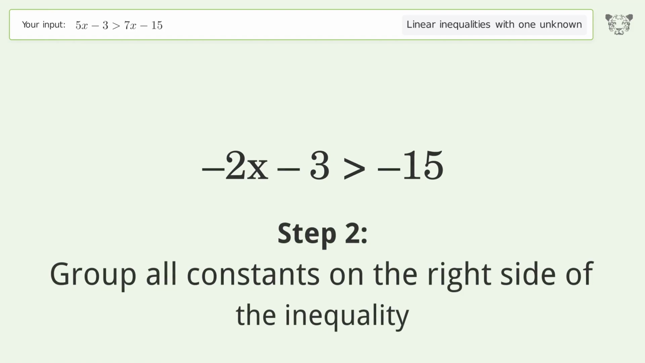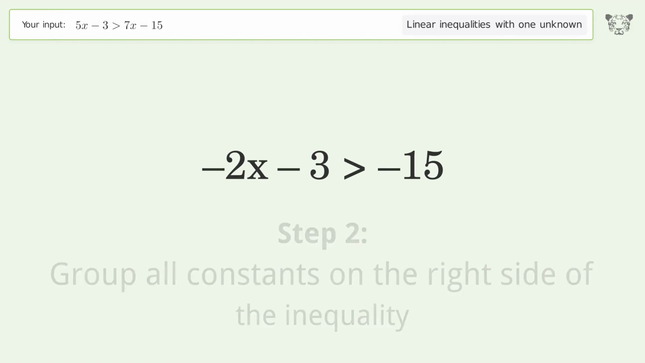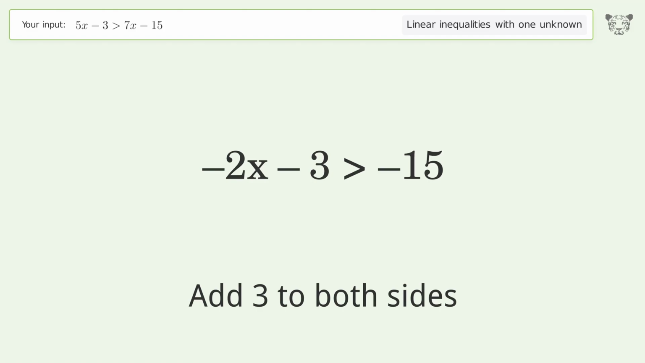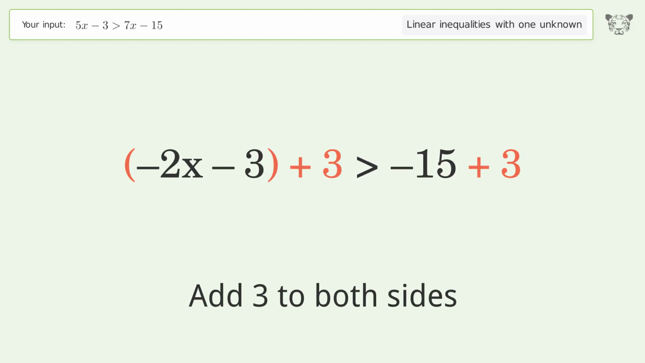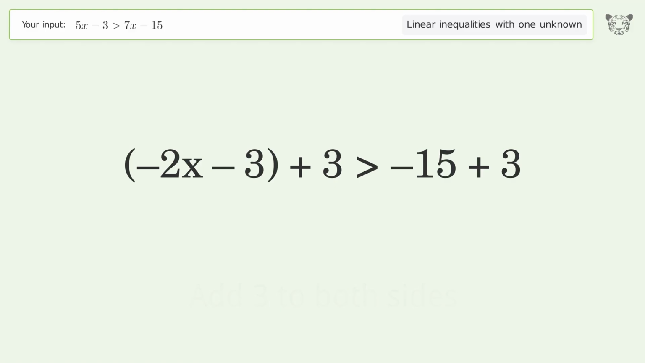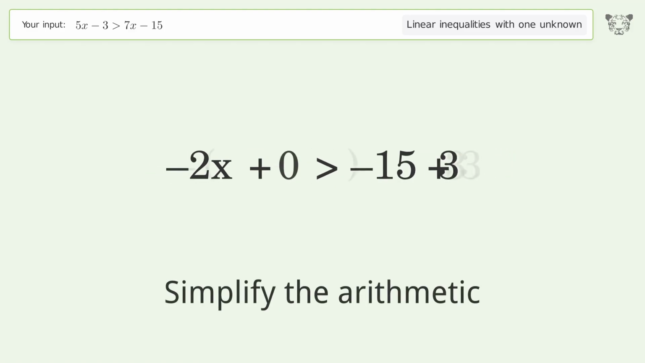Group all constants on the right side of the inequality. Add 3 to both sides. Simplify the arithmetic.